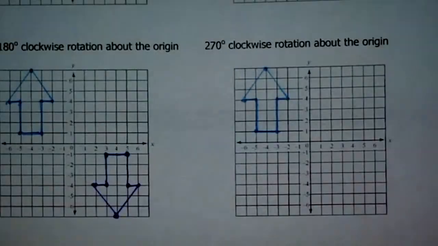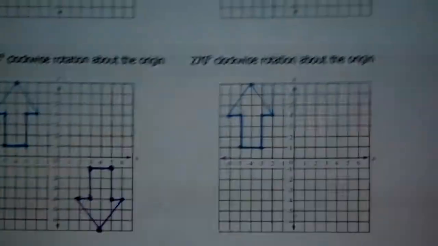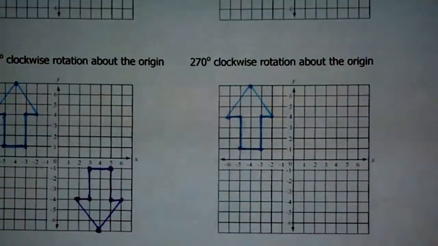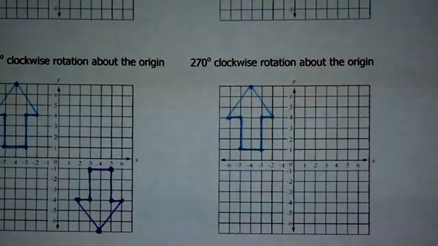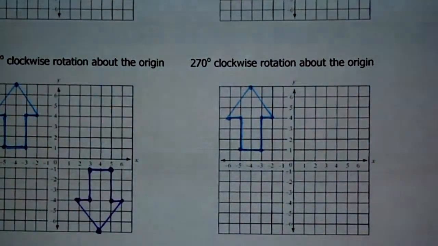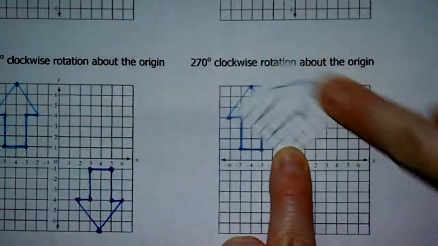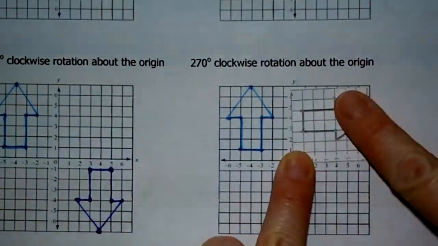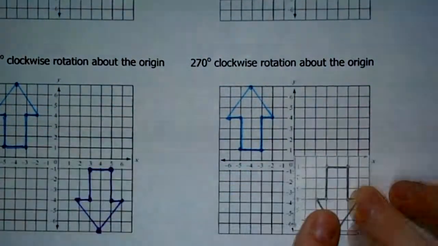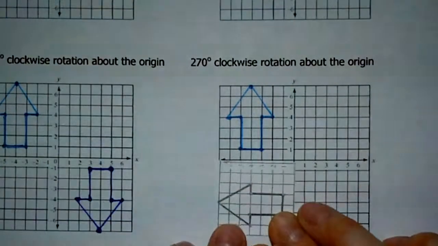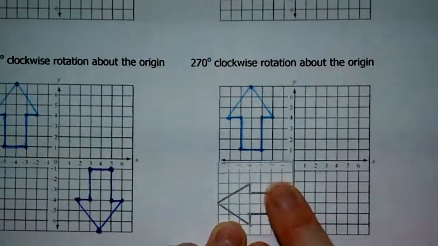Okay, last one we're going to do on this page, then we have 2 other examples, is a 270 degree clockwise rotation. So 270 is 90, 90, and another 90, because 9 times 3 is 27, so 90 times 3 is 270. So that means I want to do 90 degrees 3 times about the origin. So I would go 1, 2, 3. So it would end up pointing that way.